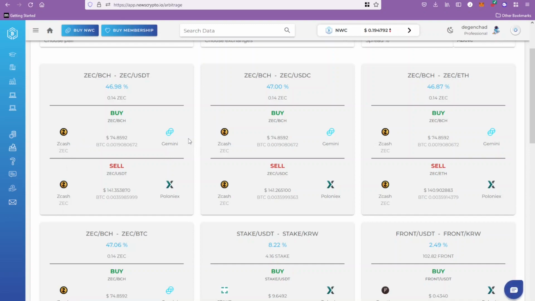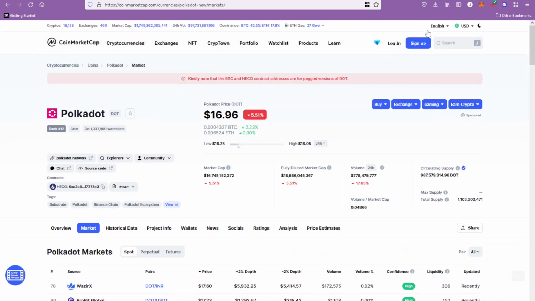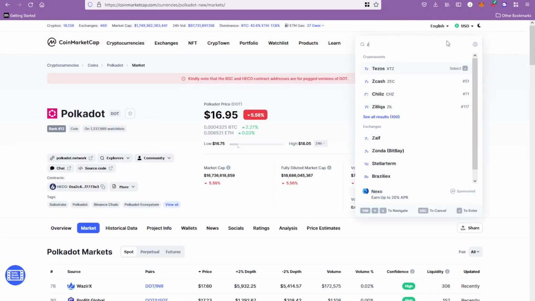So I know that if I bought Zcash right now on Gemini, and then I sold it as fast as I could on Poloniex exchange, then I can make almost 50%. Now, I'm saying that, but one thing that you have to do, like I said before, as soon as you see these opportunities, the first thing you need to do is have a look at Zcash over on CoinMarketCap.